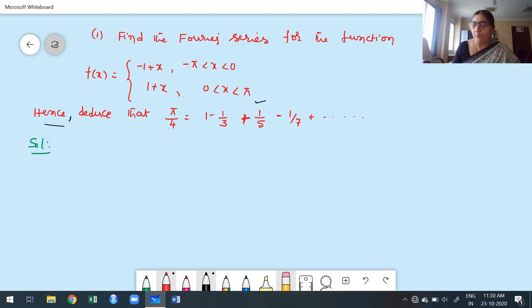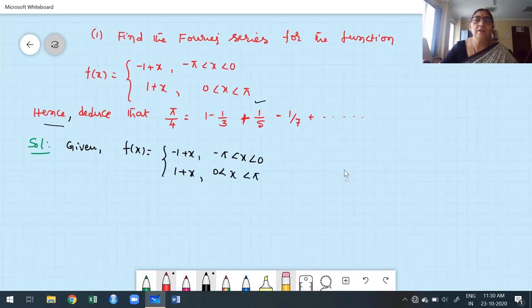First, I'm going to write the given function in the problem. The given function is a splitting function, because it is given split as minus pi to 0 and 0 to pi. That's a thing we have to observe carefully here. Minus 1 plus x for minus pi less than x less than 0, and 1 plus x for x greater than 0 less than pi. This is our given function.